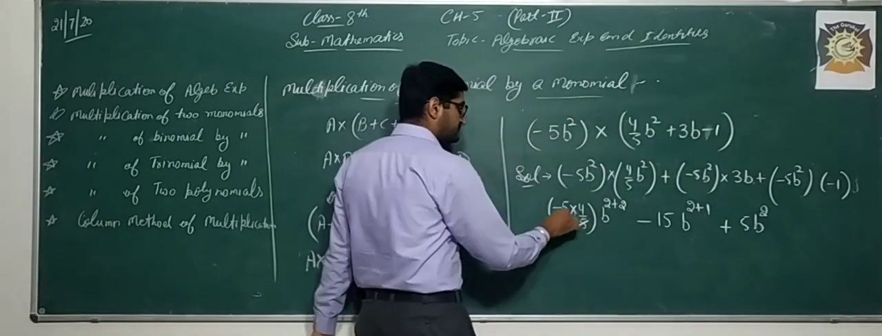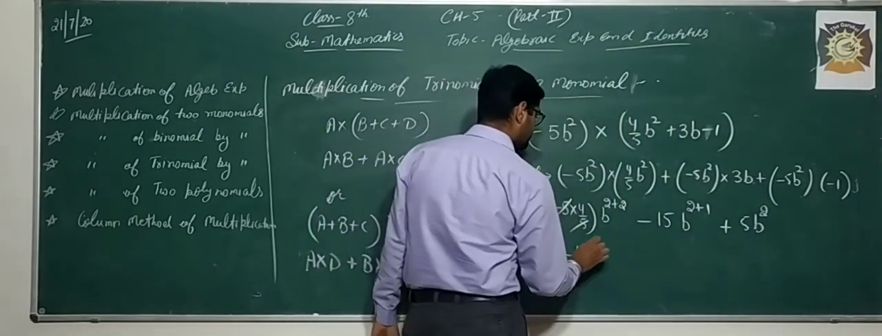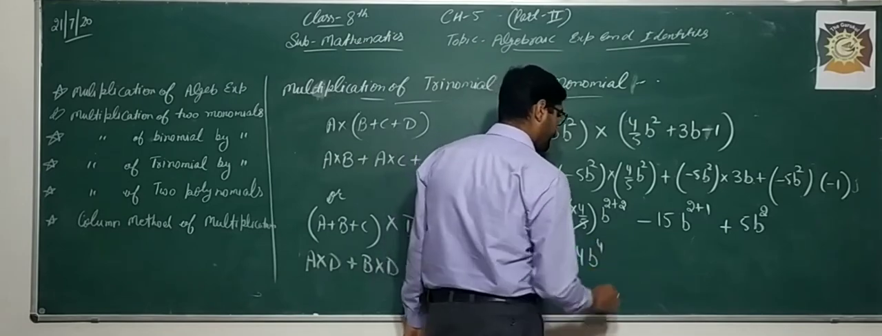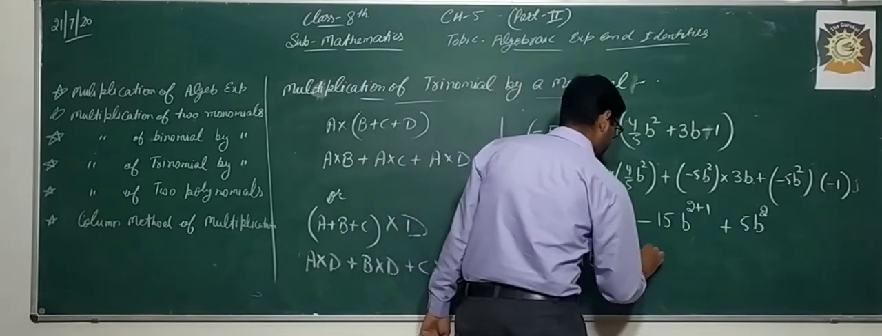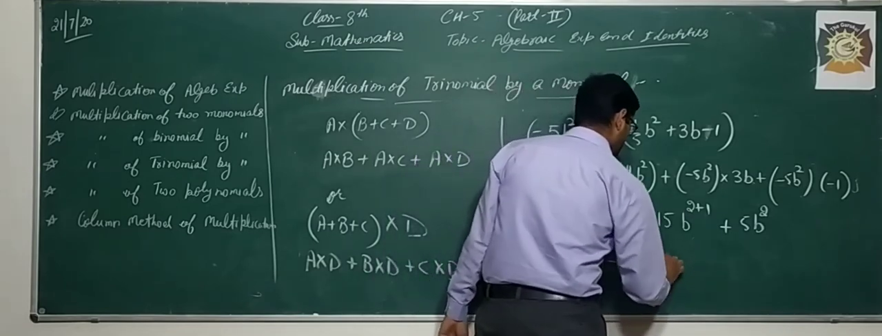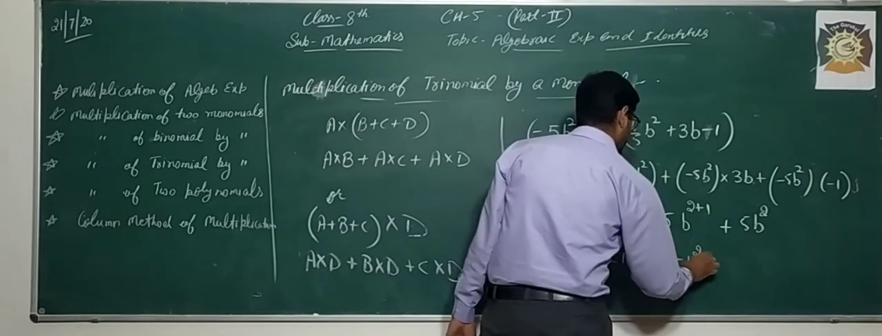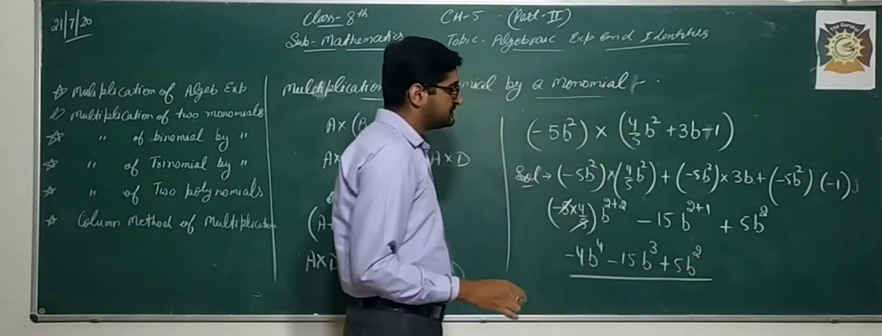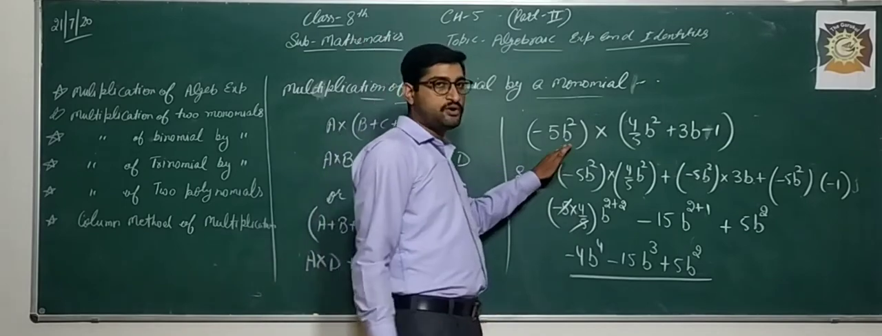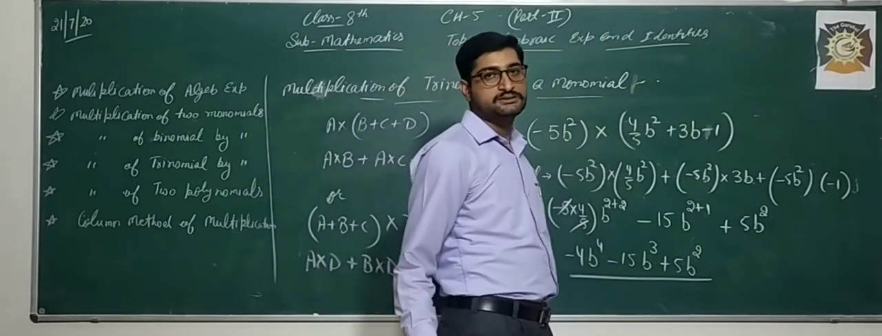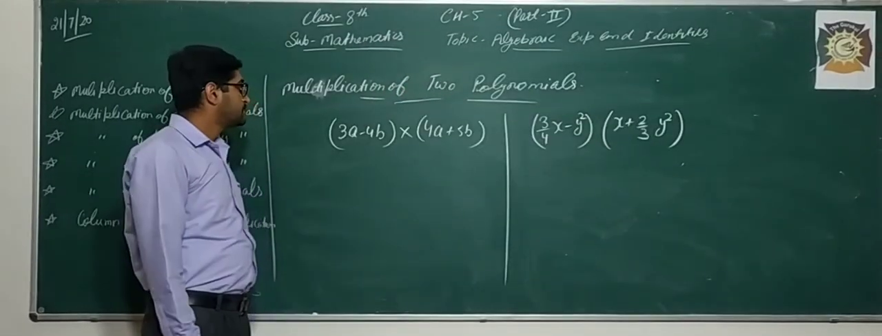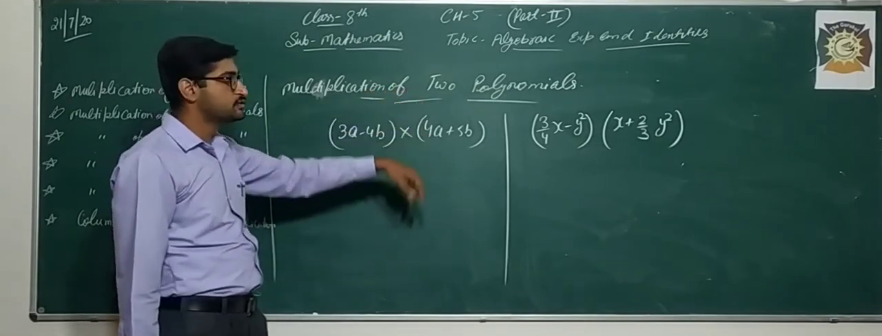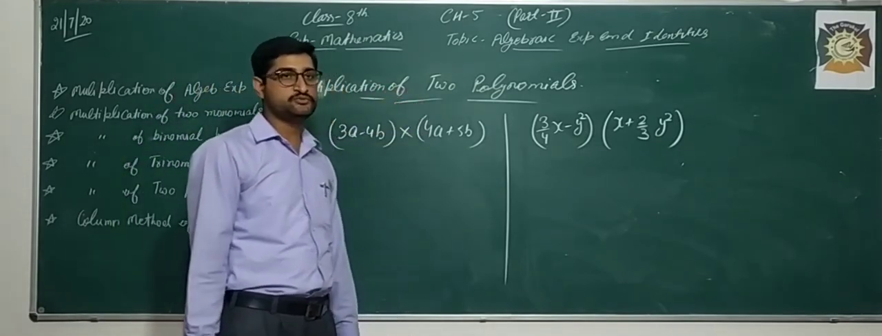After that, when we solve this, this will be minus 4b power 4 minus 15b power 3 plus 5b square. So this is the product of our monomial by our trinomial. Now the next topic is the multiplication of two polynomials, that is, how we multiply two polynomials.